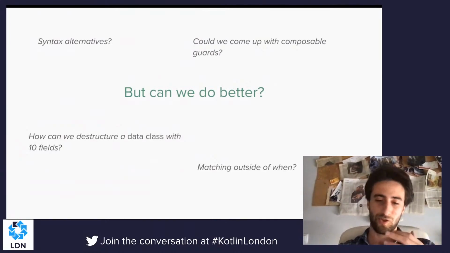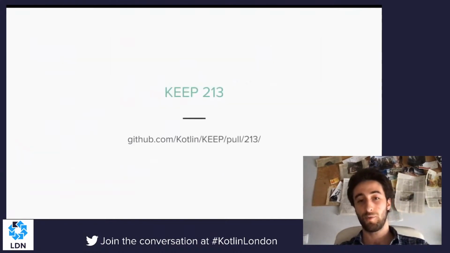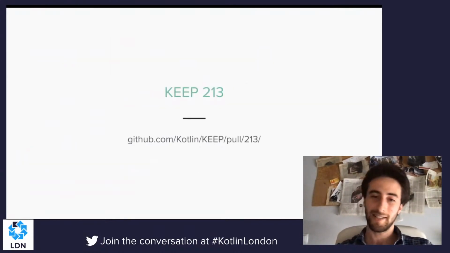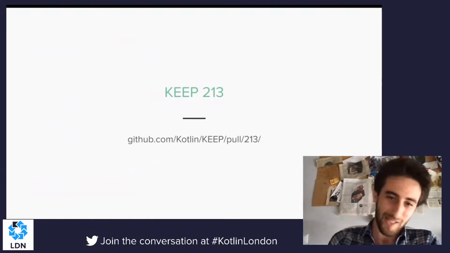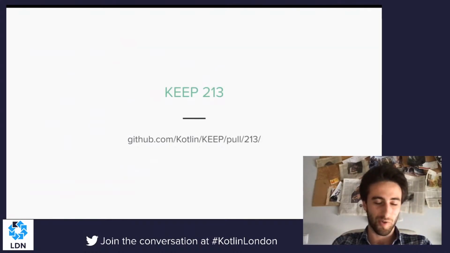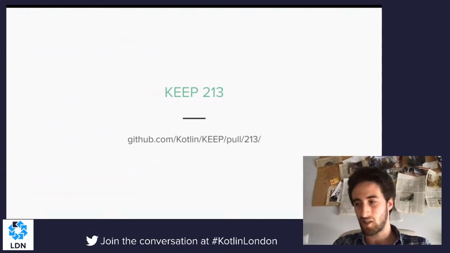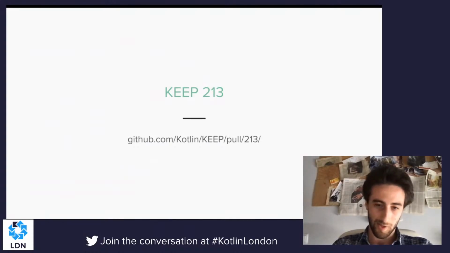So how do we add all of this to the language? How do we get pattern matching in Kotlin? One way is to ask nicely and submit a request, a KEEP. So I wrote KEEP 213 a few weeks ago, where I discuss all of the slides I just showed you and some alternatives and extensions. And I hope at some point the Kotlin team will consider adding it to the language.